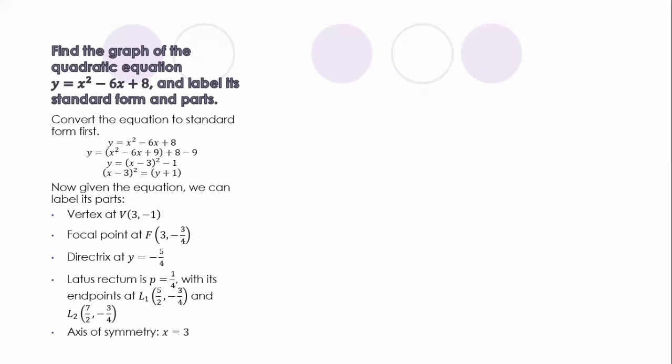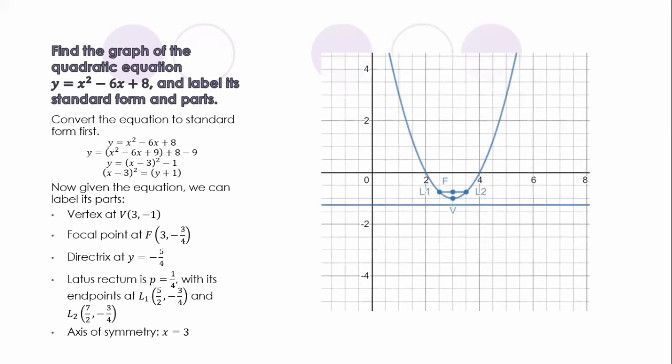For the axis of symmetry, we have x is equals to 3. So on the right side, you can see the parabola is facing upward.